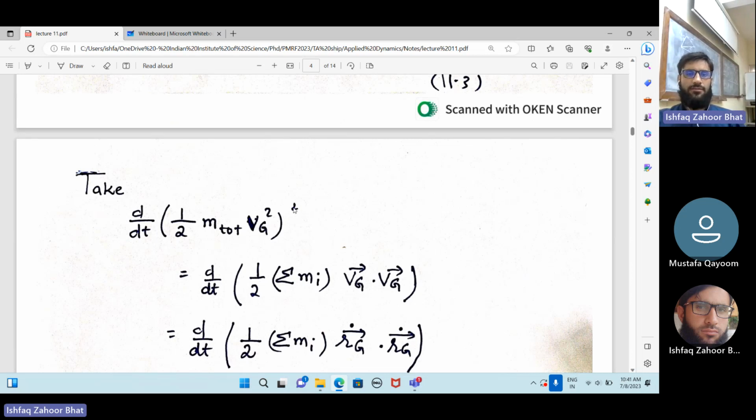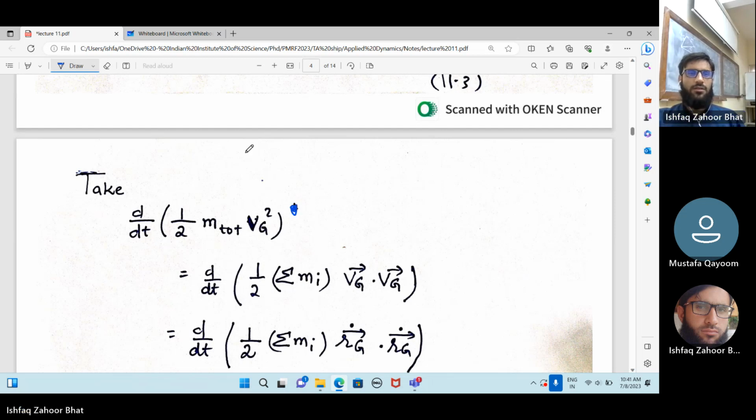This is not square here. Yes, sir. This is the mistake here. Okay, maybe I can draw it. No, draw it. So this is not there.